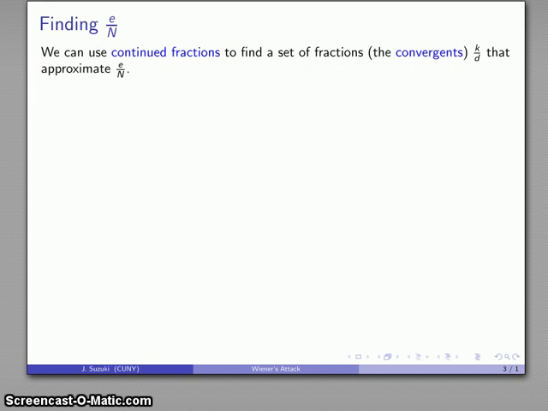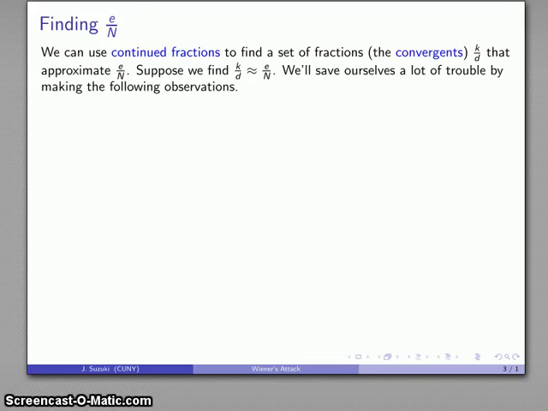So now we have this problem. How do we find what those rational approximations are? What we're going to do is use the theory of continued fractions to find those convergents. I'll begin by supposing that I do have a rational number k over d that approximates e over N. My hope is that this rational number will give me a numerator I don't really care about, but a denominator that may be the decryption exponent.